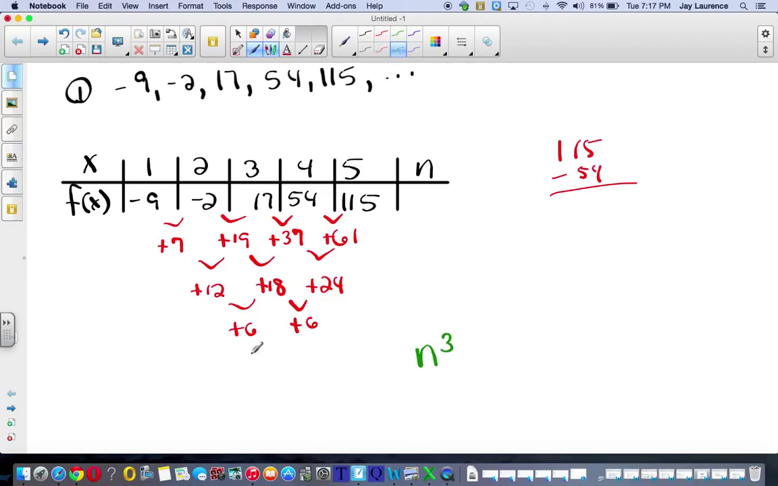Now, Kaylee, are you watching? I'm not writing 6n cubed, okay? I'll put a coefficient on an n squared later on in this video, Kaylee, but not right this second. So it's just going to be n cubed.